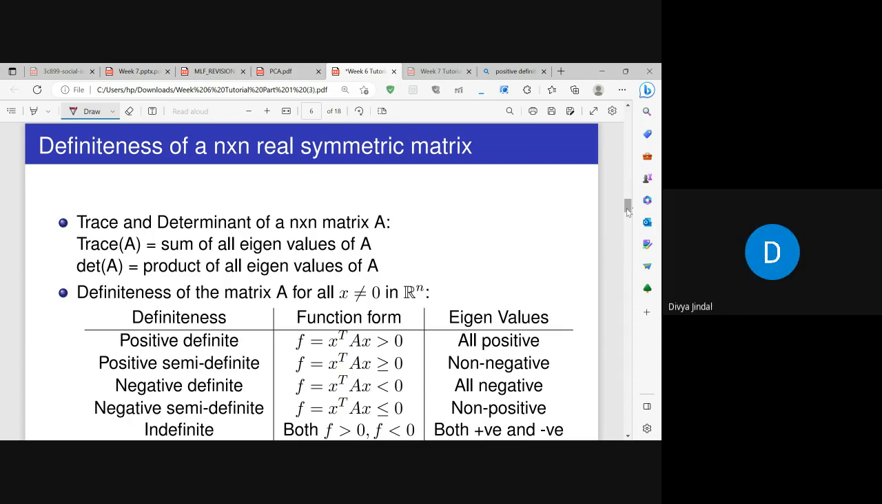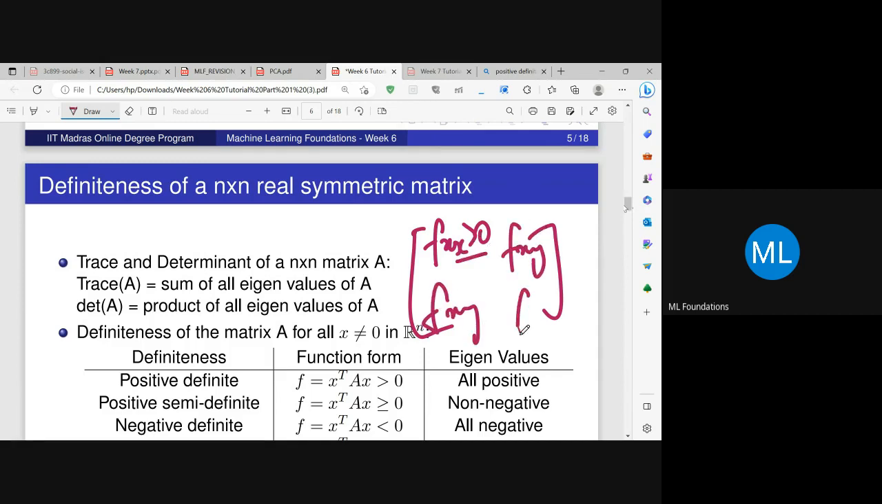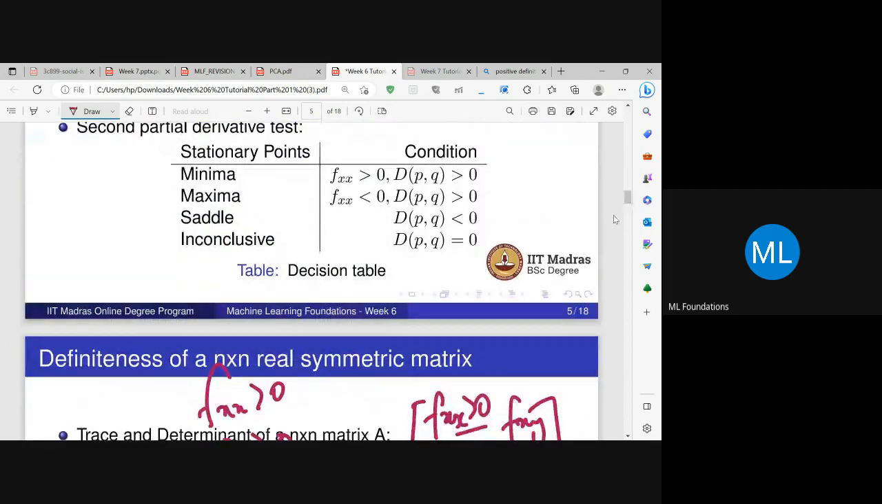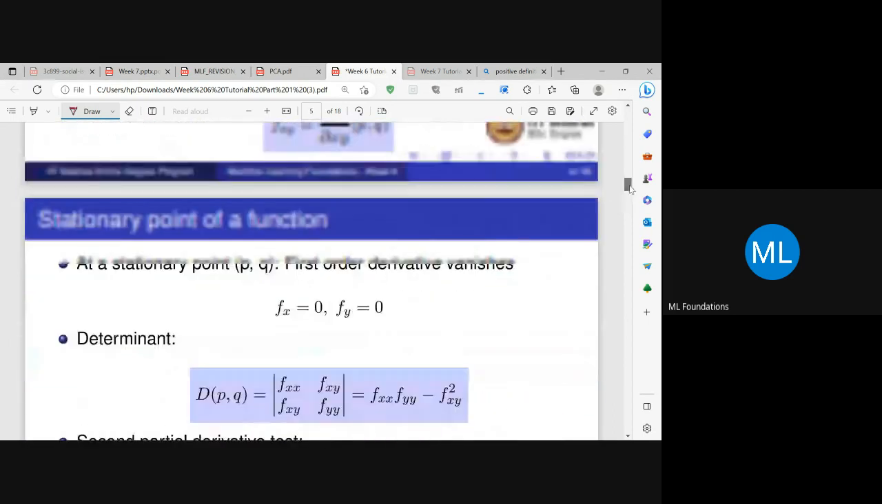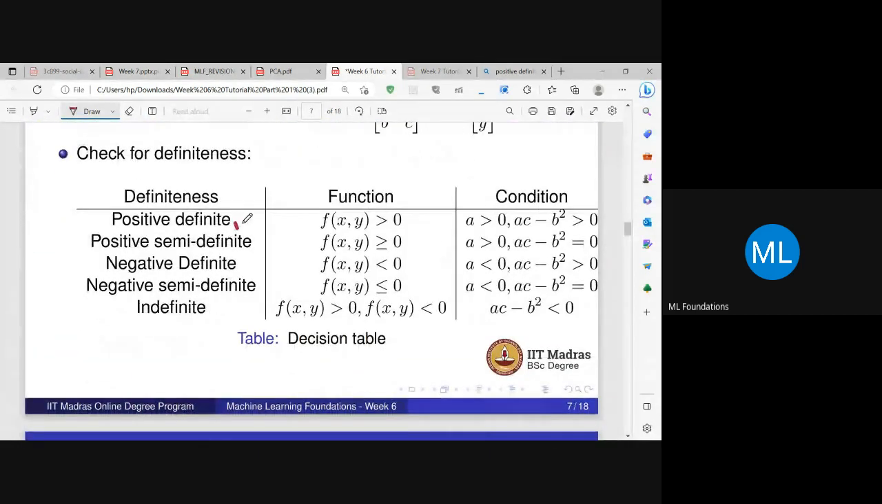Got it. So you are saying that for positive definite, the fxx term should be positive and the determinant should be greater than 0. What about positive semi-definite? So this should be greater than 0, and then fxy and fyy. The determinant that you get should be 0. And for the other cases, it is written here in the table, for the positive definite case.